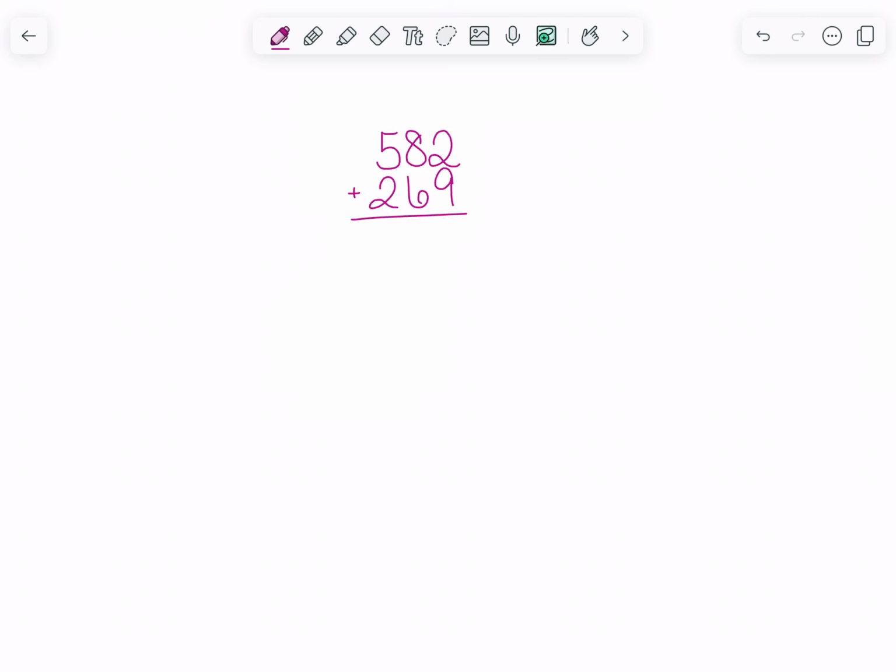As another example, consider 582 plus 269. We start with the ones place. 2 plus 9 is 11. We then move to the tens place. 80 plus 60 is 140. Then we move to our hundreds place. 500 plus 200 is 700. Finally, we add the resulting sums. So we get 11 plus 140 plus 700, which gives the result of 851.